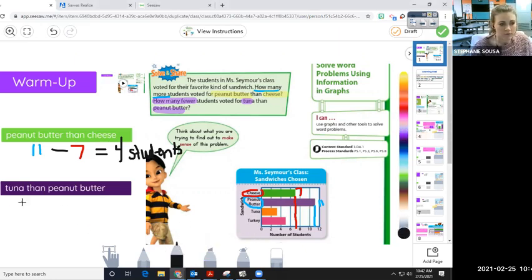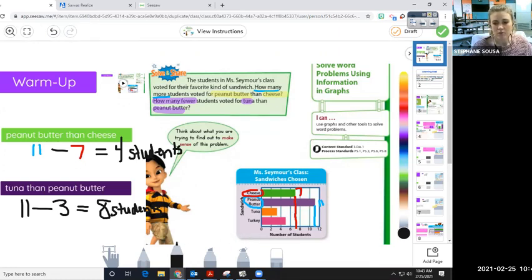11 folks voted for peanut butter. We're subtracting tuna. Only 3 people voted for tuna. 11 subtract 3 is your equation. 11 subtract 3. Y'all are scaring me. Some of y'all got the wrong answer. Some of y'all are telling me 11 subtract 3 is 7. Check your math. 11 subtract 3 is 11, 10, 9, 8. 8 students. 8 students fewer voted for tuna than peanut butter.